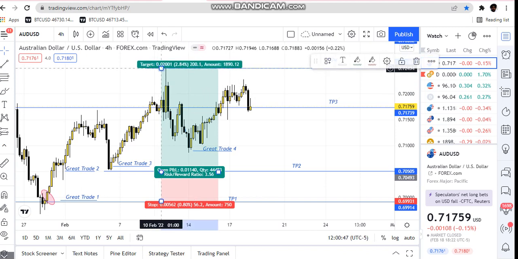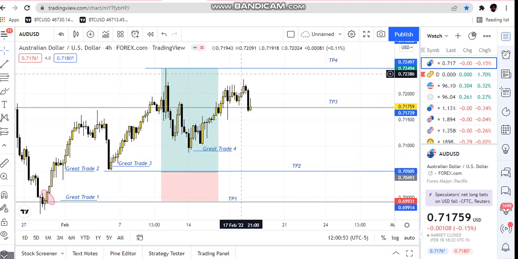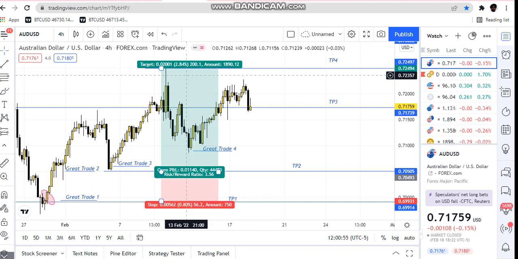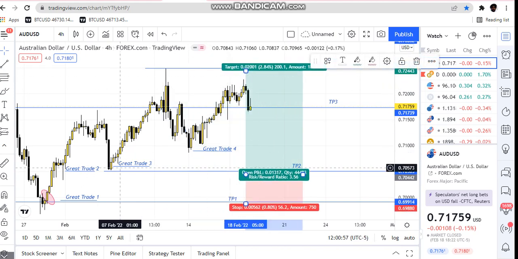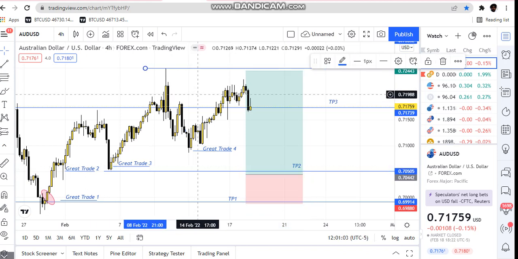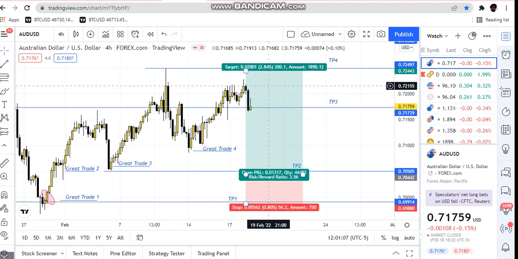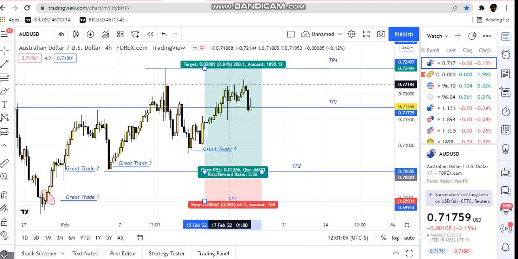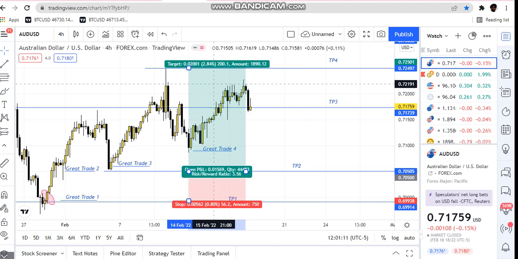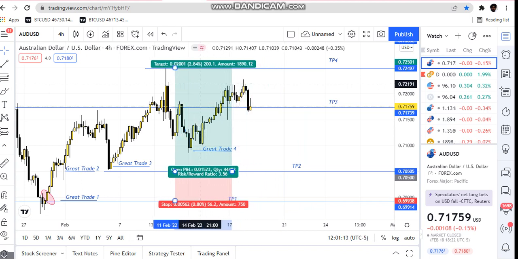And trade this. All the way up from 70 to 72, right? All the way up from 70 to 72, we're looking to trade this. From 70, Great Trade 3, from 70 all the way up to 72, take profit 4, 72. All right, we're looking to trade that. It makes no sense, right? This is a risk reward ratio 1-3.